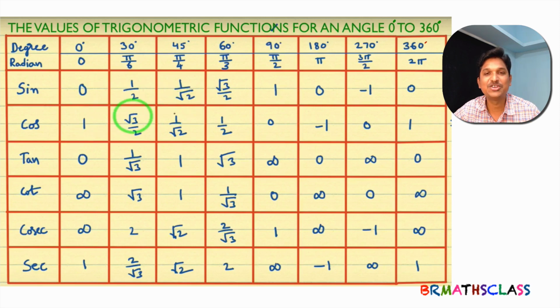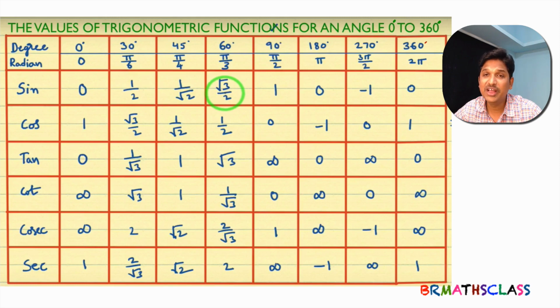You learn the first two rows. I guarantee you that you can write any value from this trigonometry table. So you learn that first row. Sine 0 degrees is 0, sine 90 degrees is 1, sine 45 degrees is 1 by root 2, sine 30 degrees is 1 by 2, sine 60 degrees is root 3 by 2.